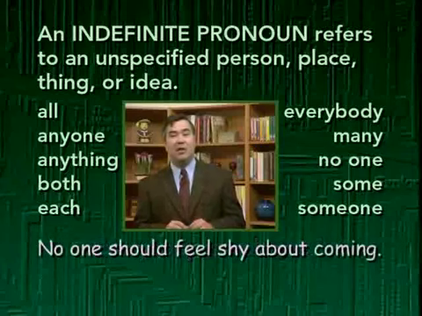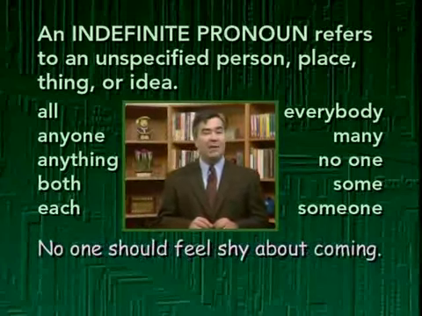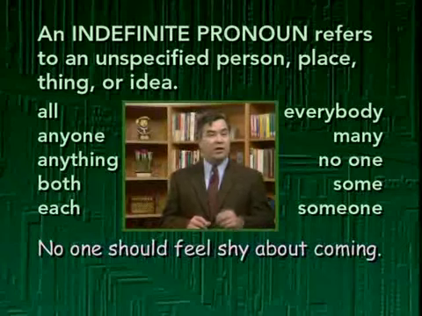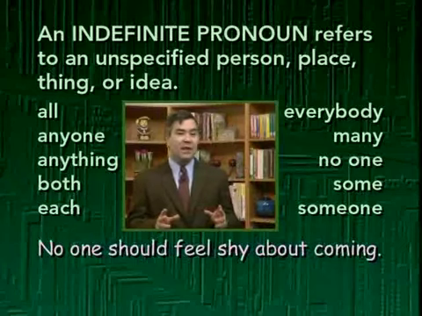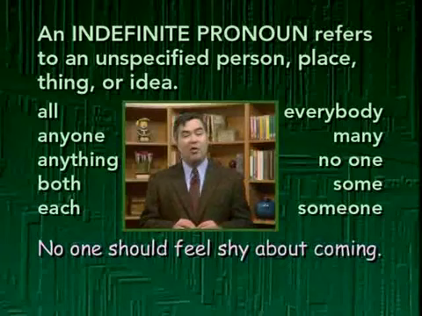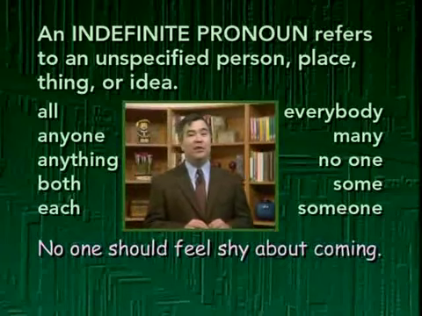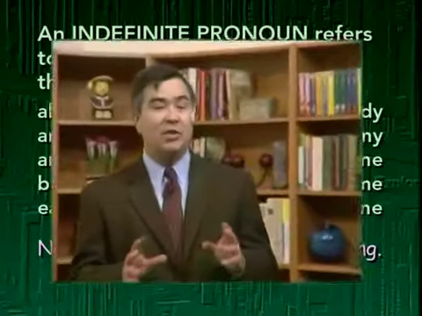And one more example. No one should feel shy about coming. Who should feel shy about coming? Has a person been named? No. Instead, the indefinite pronoun no one is used to indicate who should feel shy about coming. As you can see, indefinite pronouns don't contain a specific antecedent. Instead, they refer in a more general way to one or more people, places, things, or ideas that are not described or stated specifically in the sentence. But they're very useful words as long as they're used correctly according to some of the rules and procedures we'll talk about later in this program.